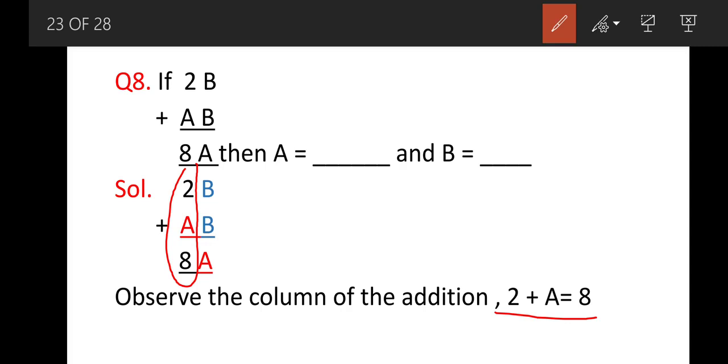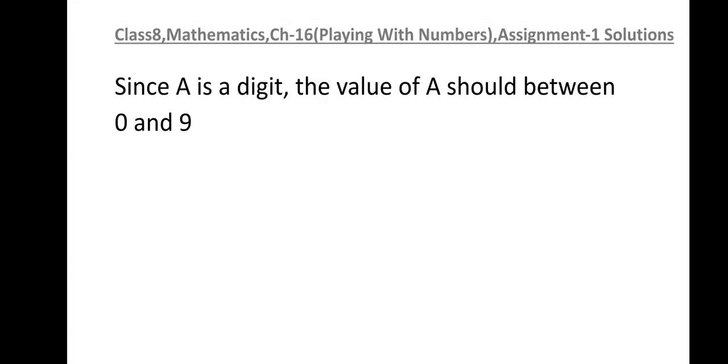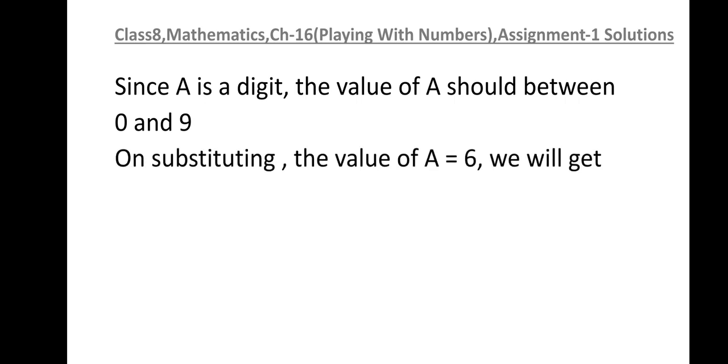A can be 6. Because what do I need to add to 2 so that I get the answer as 8? Simple. I will be taking a is equal to 6. Then it will be 8. So I got the value of a now. Wherever a is present, I will be putting the value 6. Since a is a digit, the value of a should be between 0 and 9. On substituting a is equal to 6, we get 2 plus 6 is equal to 8.